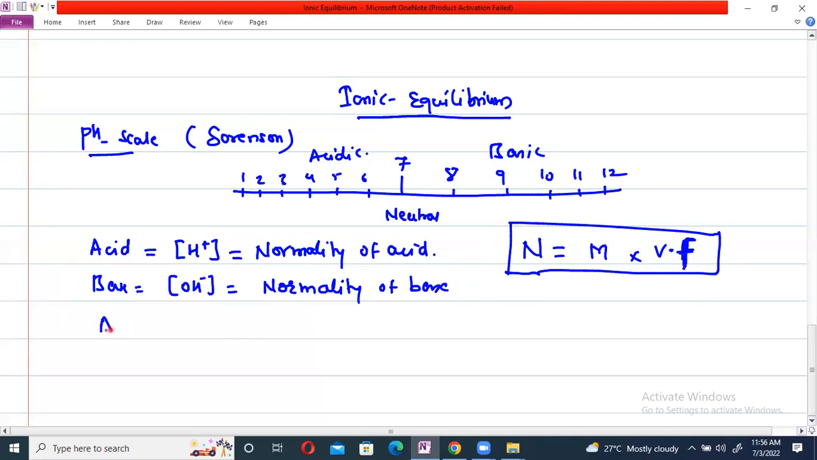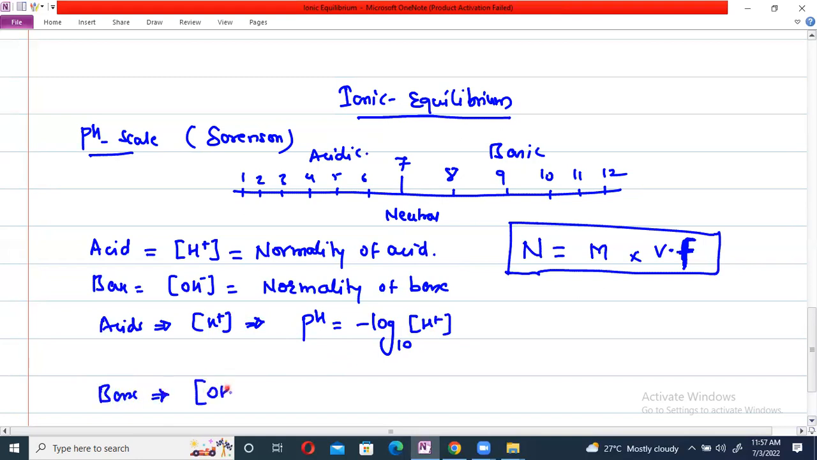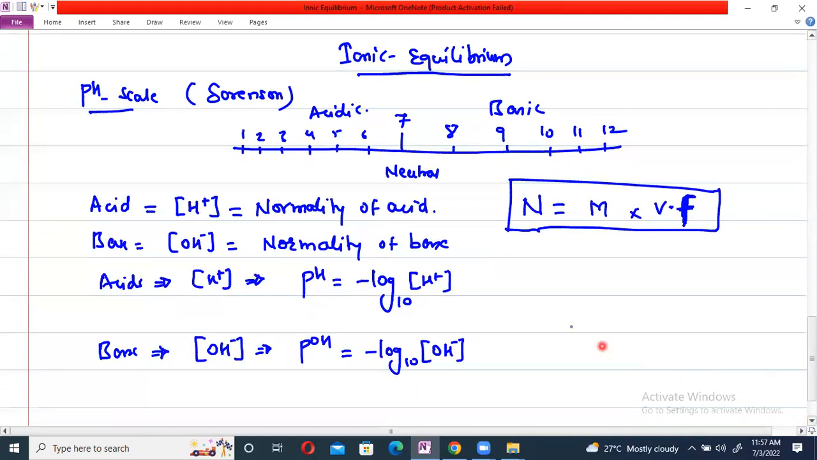For acids, as we know the concentration of H plus, we can get the pH. pH equals minus logarithm to the base 10 of the concentration of H plus ion. And when bases are there, that is OH minus ion, we get the pOH, that is negative logarithm to the base 10 of the concentration of OH minus ion. This pH and pOH we can join together with the relation pH plus pOH equals 14. Means if we know the pH, we can get the pOH. If we know the pOH, we can get the pH.